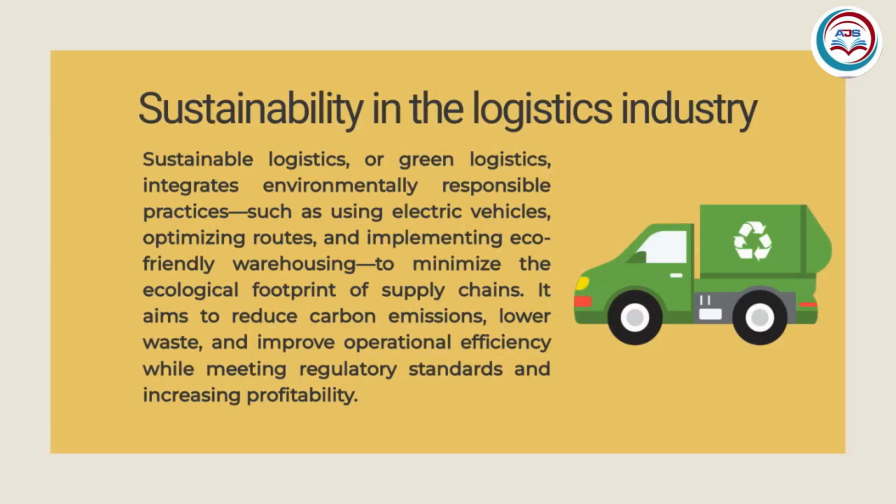Sustainable logistics, also known as green logistics, focuses on incorporating environmentally responsible practices into supply chain management. For example, using electric vehicles instead of traditional fuel-powered ones helps reduce emissions. Route optimization is another key strategy. It ensures deliveries are made in the most efficient way, cutting down unnecessary travel and fuel use. Eco-friendly warehousing practices, like better insulation and energy-efficient equipment, also play a vital role.